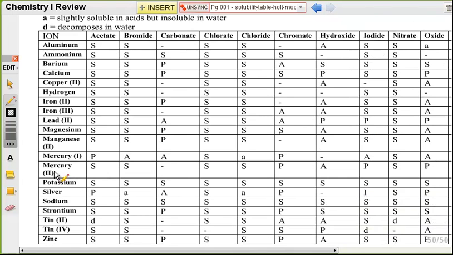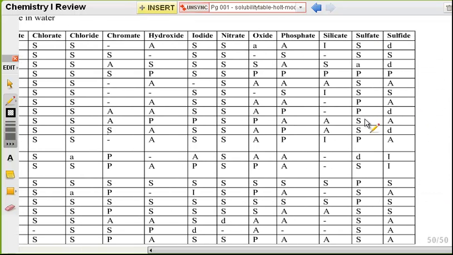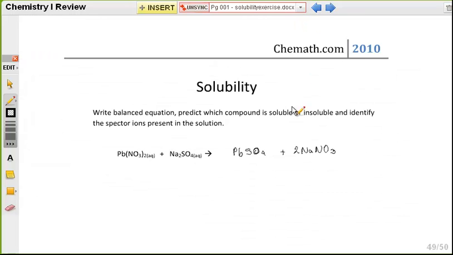We have lead here, and sulfate is right here. So we see that that compound is insoluble in water. Why? Because it's one of those exceptions. If it's insoluble in water, that means that this compound is a solid. It precipitates.